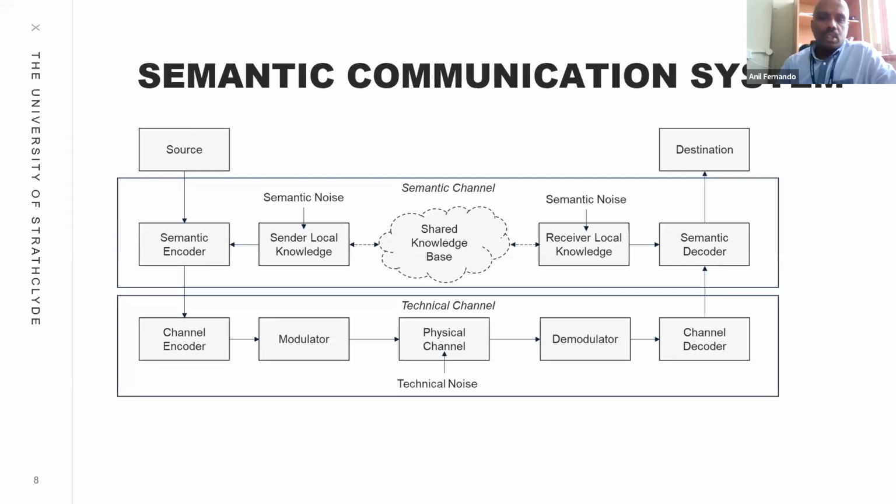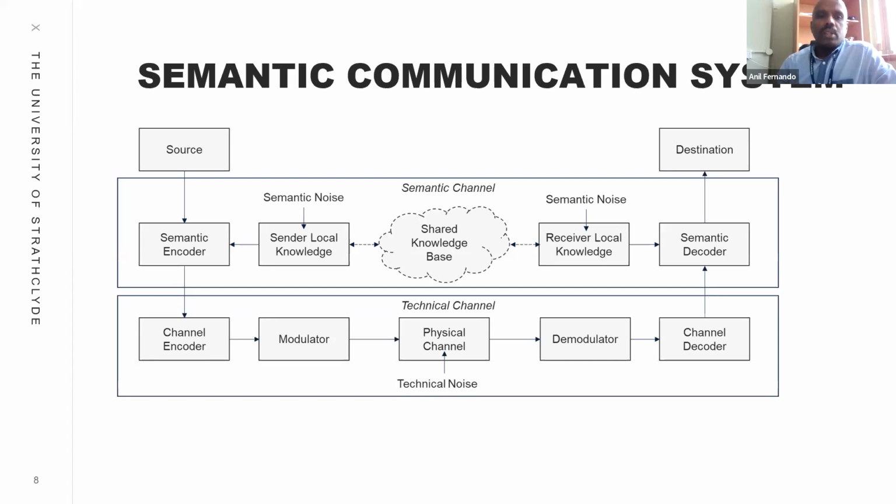So the lowest layer is the technical layer. Like in the previous diagram I showed you before, we have the channel encoder, modulator, the physical channel, demodulator, and channel decoder. On top of that, we have a semantic encoder, which encodes the source information semantically. Then we have the semantic noise, and then the semantic channel. Shared knowledge is happening between the transmitter and the receiver. And at the receiving side, we get the semantic decoder.